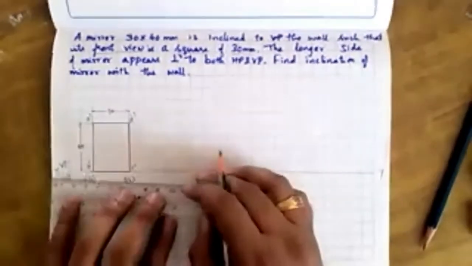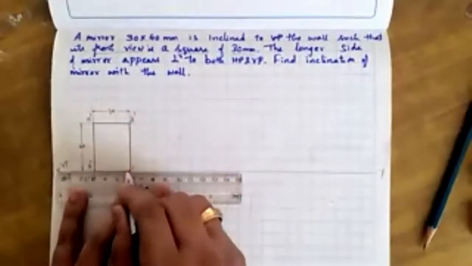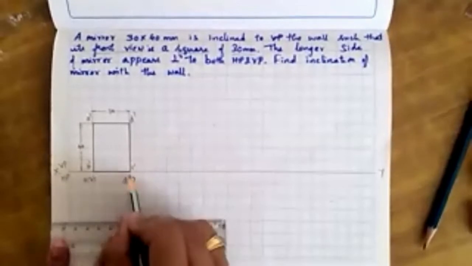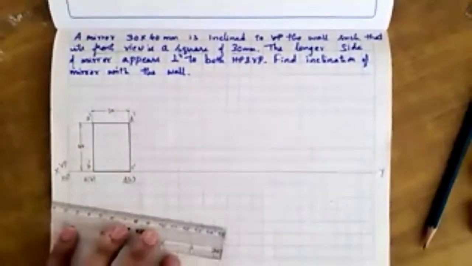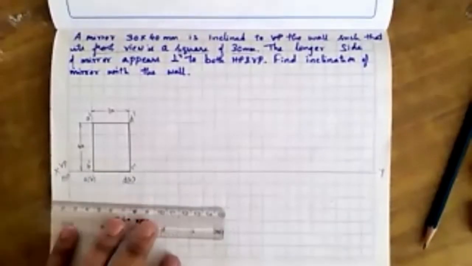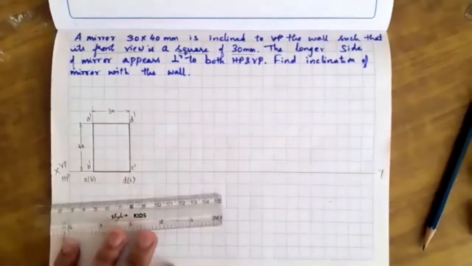So it will overlap. This edge and this top view will overlap. The top view is on the XY line here itself, of the same length, 30 mm. That is overlapping, so no need to darken it again. Just leave it as it is and name it properly: A of B, D of C.